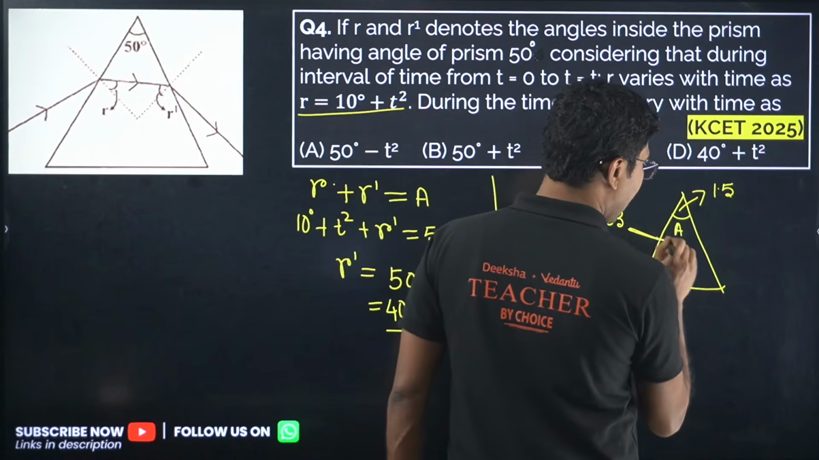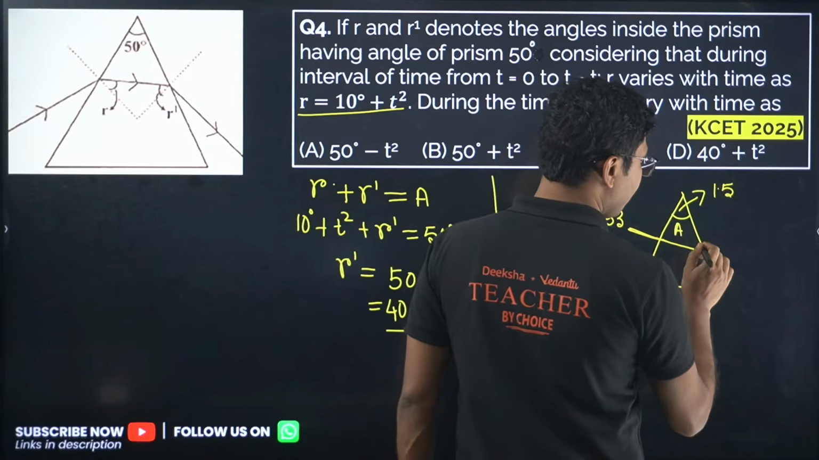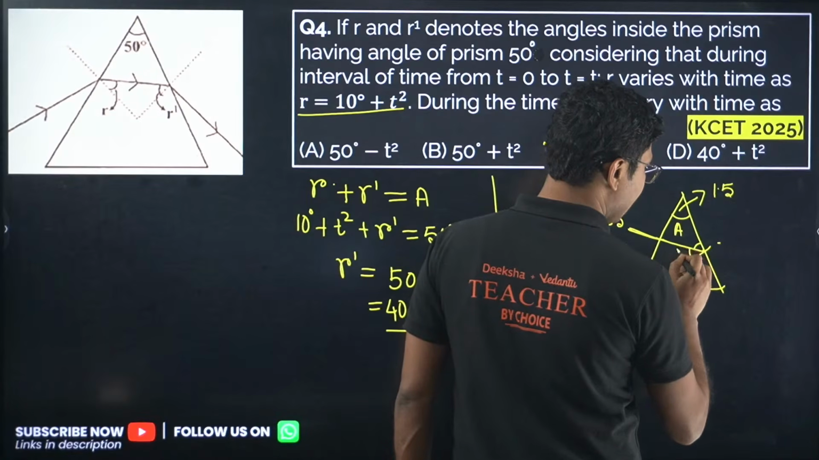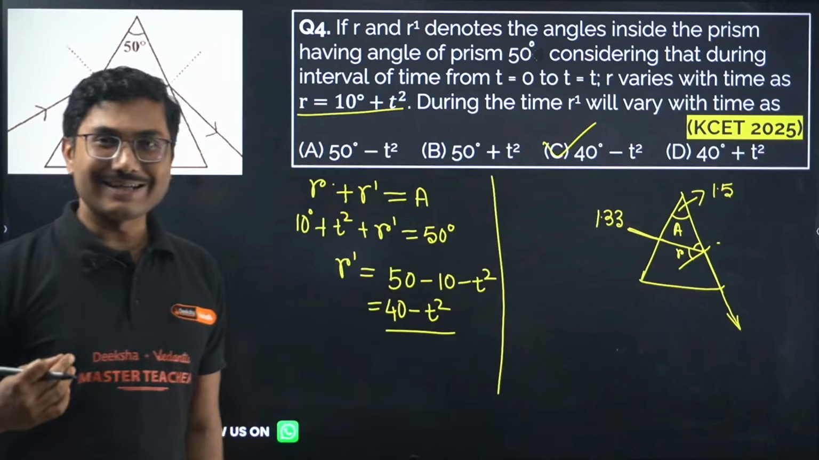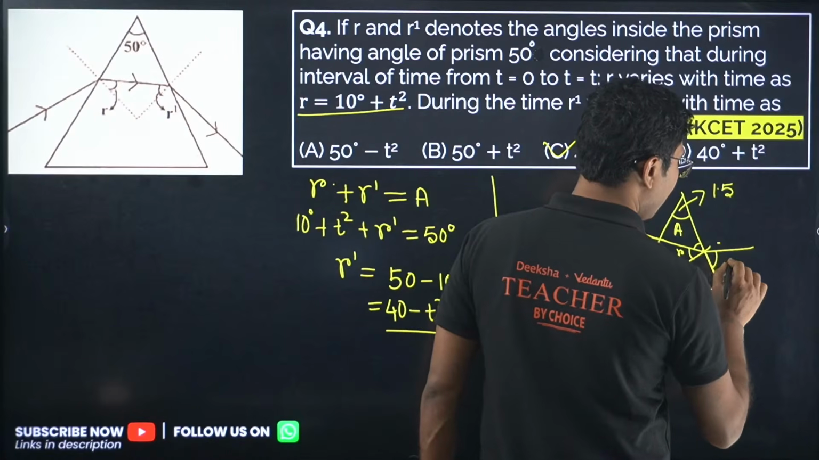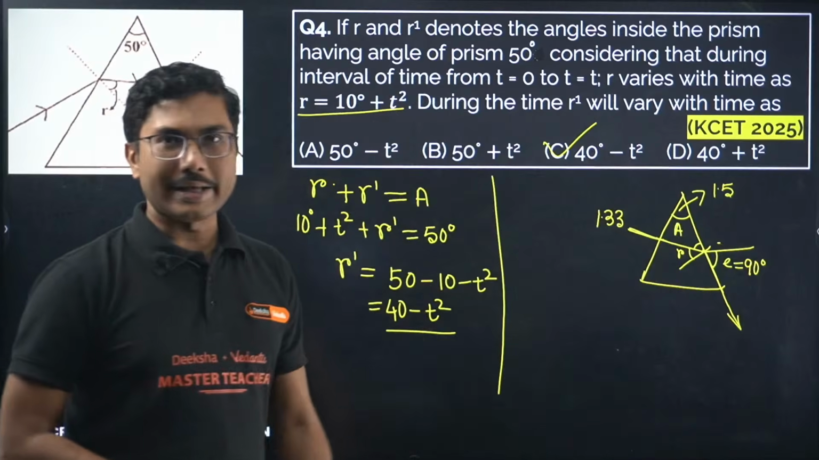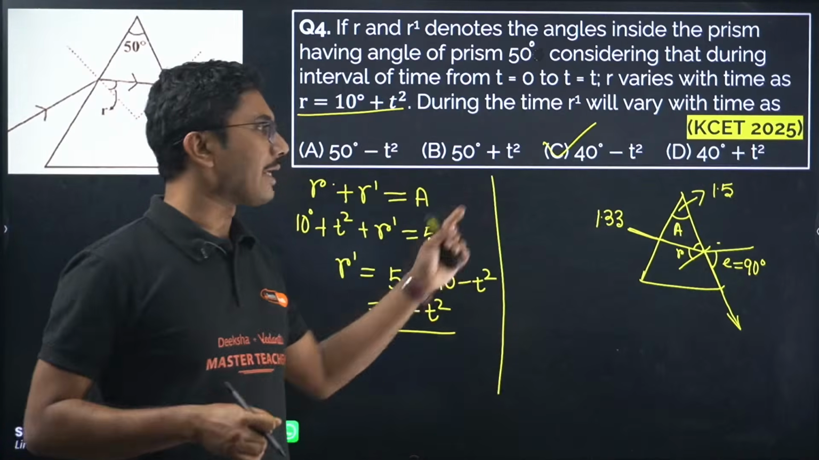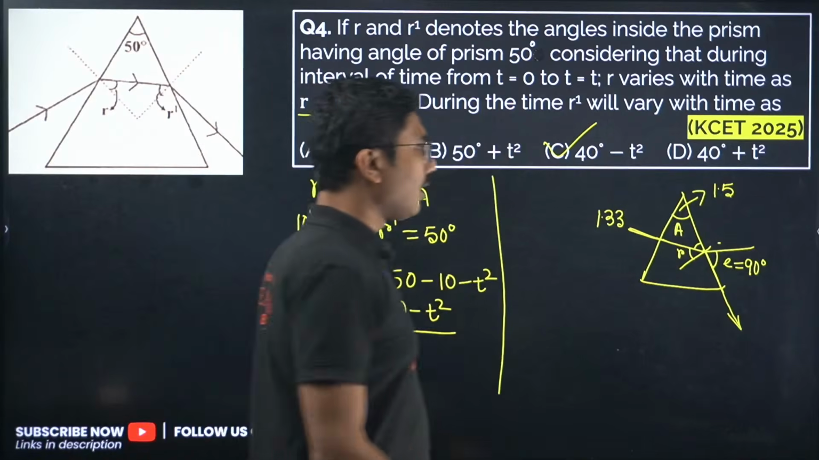Once it falls on this surface, suppose this is the angle of refraction, say R. On this surface, in the critical case, the angle of emergence E must be equal to 90 degrees. If it is anything more than that, it will totally internally reflect and will not emerge out of the medium. So you have to understand the question first.